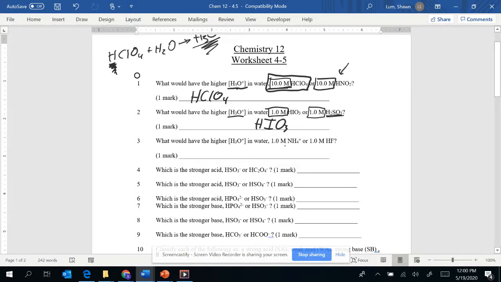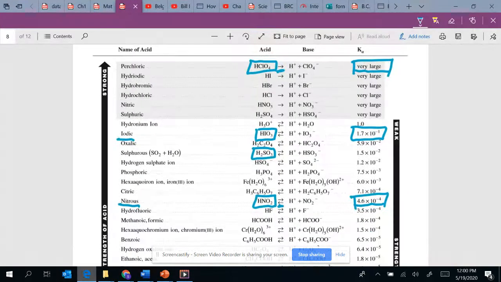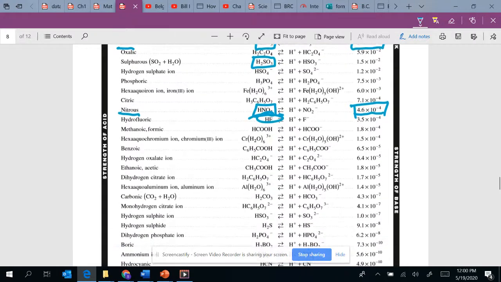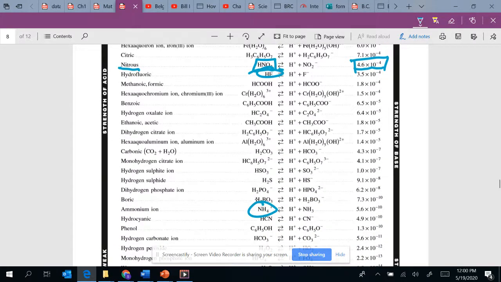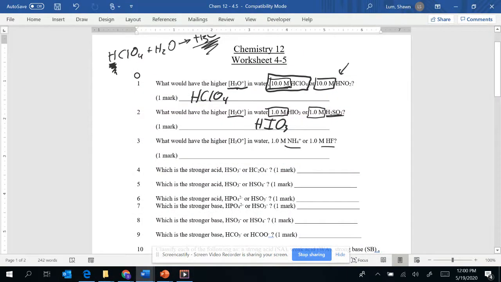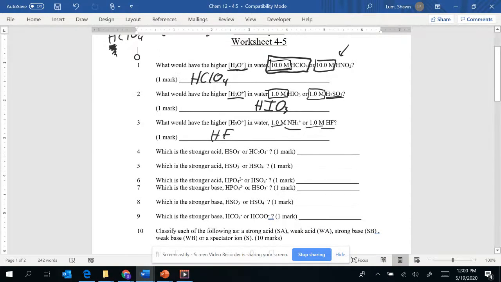So the next one, NH4 and HF, same thing. We see HF right here. We see NH4 way down here. So HF. Again, same concentration, so we know that's HF. And the idea for these first questions, actually for the first 9 questions, is just using the table.